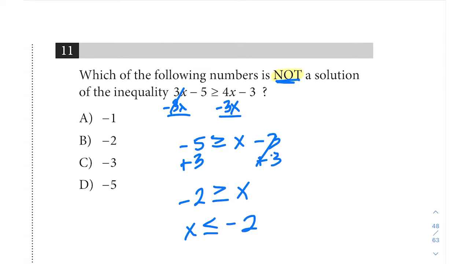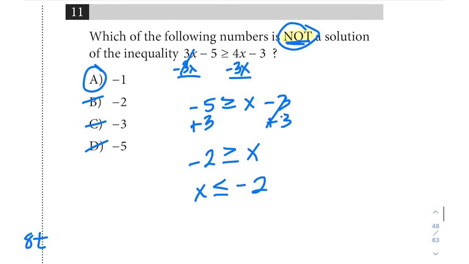But the question, remember, is asking for which one is not a solution. So they're saying basically which answer choice is not less than or equal to negative 2. Negative 2, negative 3, and negative 5 are all either equal to negative 2, like in answer choice B, or less than in answer choices C and D. A is the only answer choice that would not be part of this solution set.